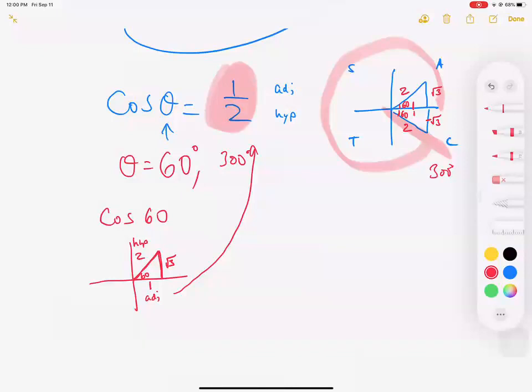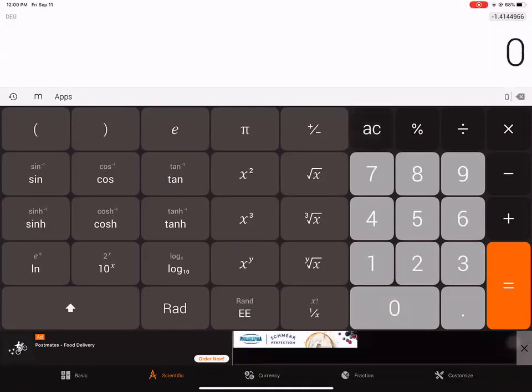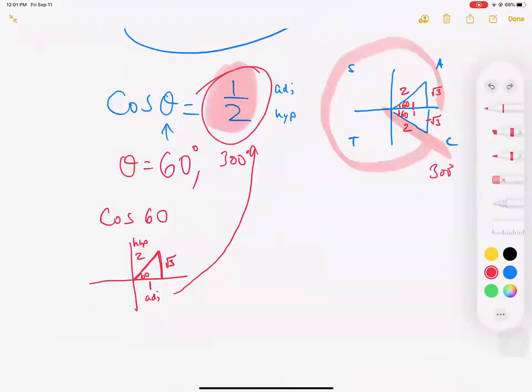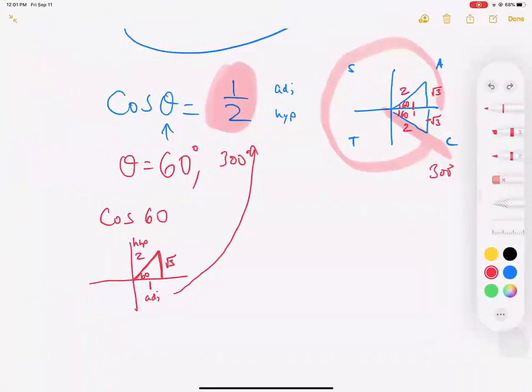And just to prove this to you, we're going to plug those into the calculator to double check. 60 cosine is 0.5. It's the 1/2 we wanted. How about at 300? 300 cosine is also the 0.5 we wanted. So we found the two answers that worked.